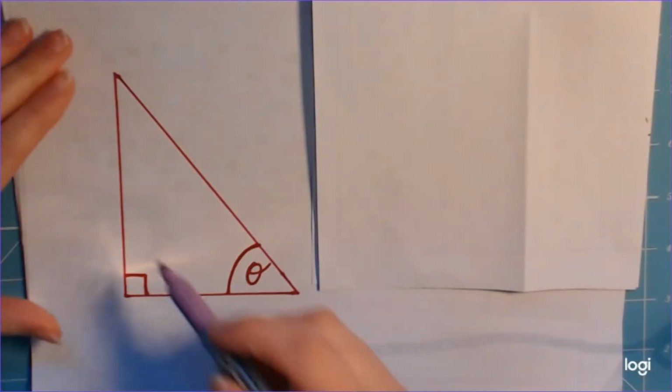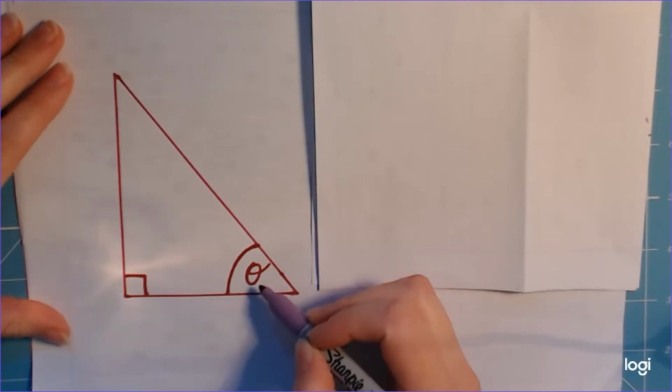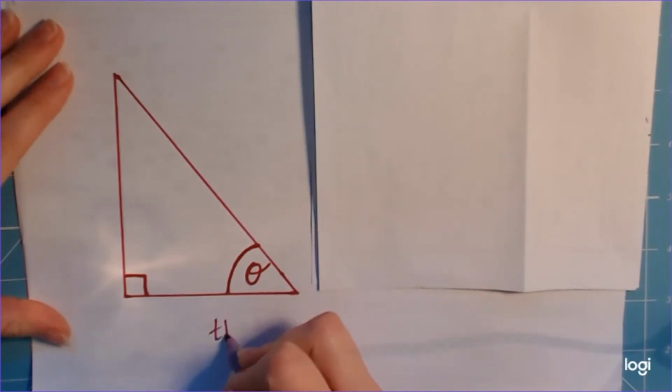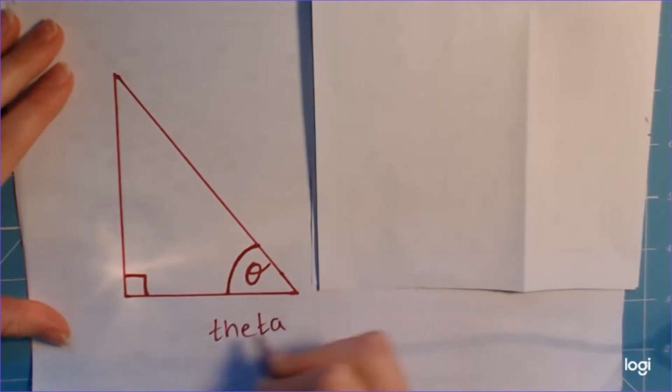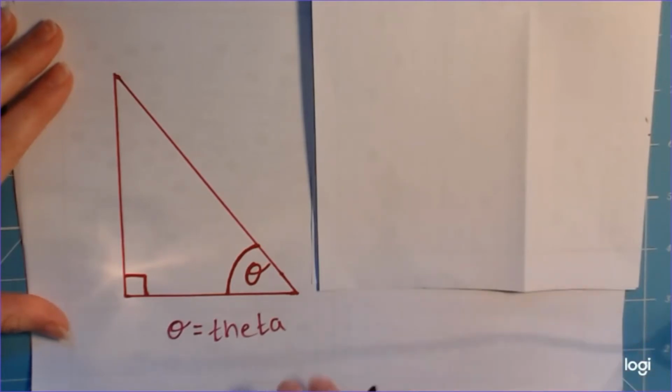So I've got a right angle triangle here, and I've drawn an angle on. I've called it theta. That's a Greek letter. I'll write it out here for you. And it's quite often used to represent angles in maths. Like that, okay? Have fun practicing drawing those. They're quite nice to draw when you get used to them.